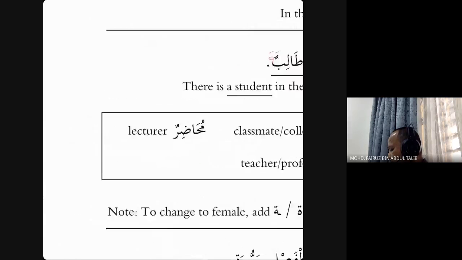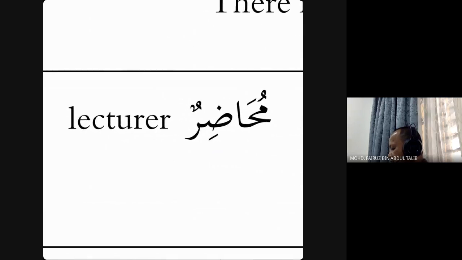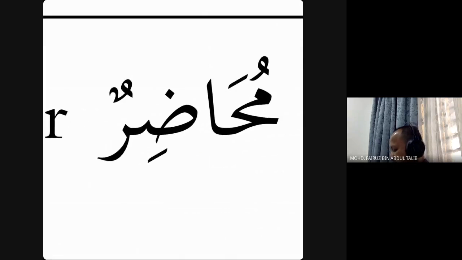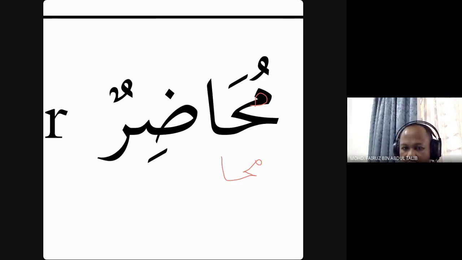Next word. We have this word to say a lecturer. The word is muhadirun. This is a meem. If it is normal writing, then you write this mim ha alif. Muhadir. Muhadir is a lecturer, male lecturer.